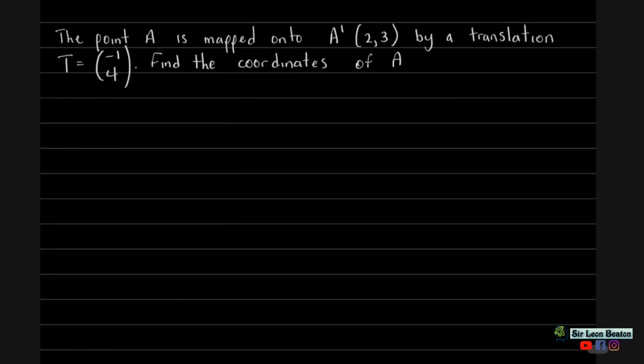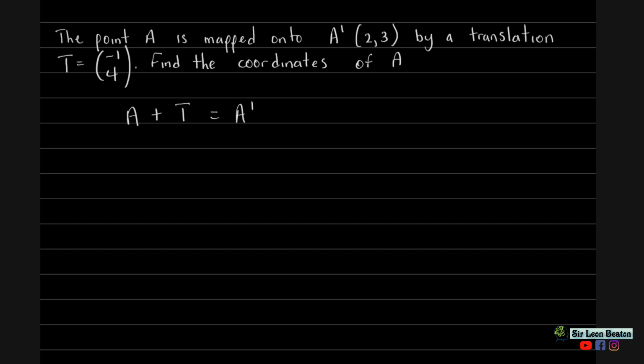And we have another question. The point A is mapped onto A prime, which is (2, 3), by a translation vector (negative 1, 4). Find the coordinates of A. So once again, we learned the formula to describe this movement. It's the object, in this case A, plus the translation vector, and that would give you the image, which is A prime.